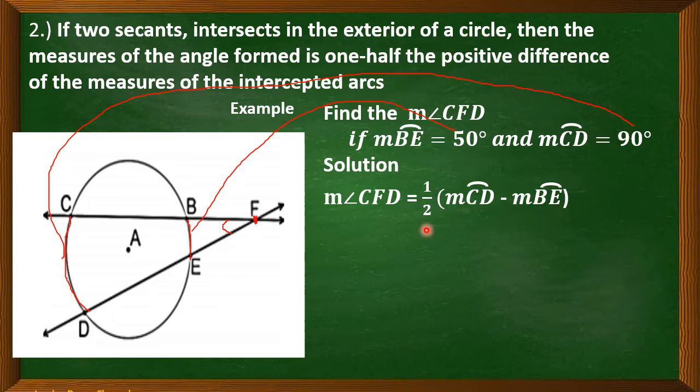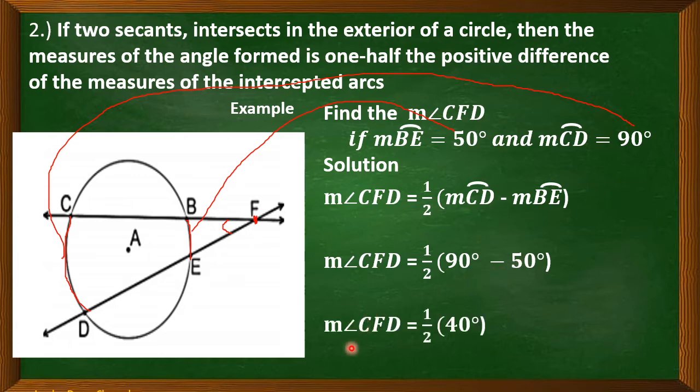So by substitution, we have measure angle CFD is equal to 1/2, then measure arc CD is 90 degrees, minus measure of arc BE is 50 degrees. Then we have to simplify. So measure angle CFD is equal to 1/2 of 90 minus 50, which is 40 degrees. So 1/2 of 40 degrees, or 40 divided by 2, that is equal to 20 degrees. Therefore, this angle here is 20 degrees.